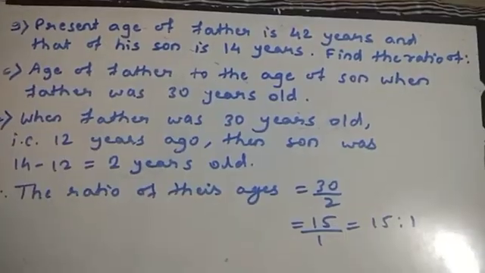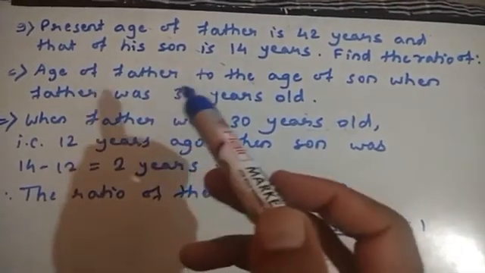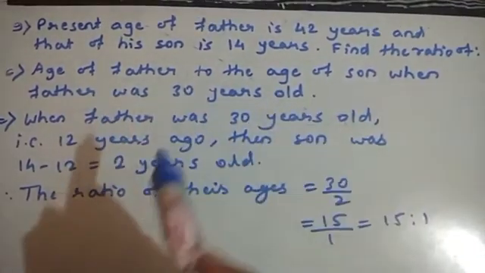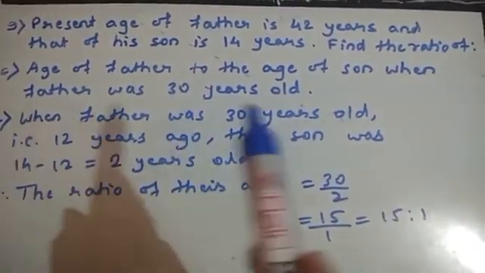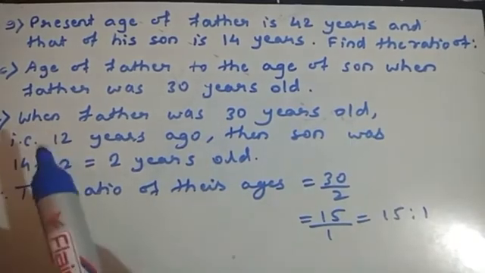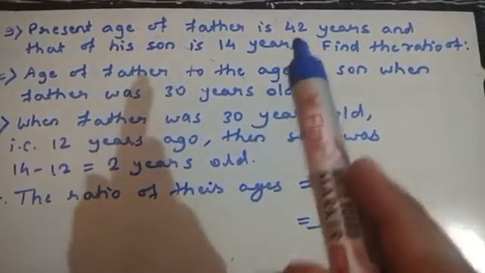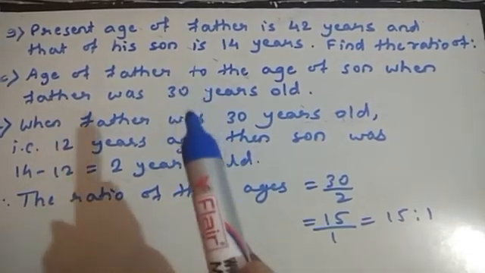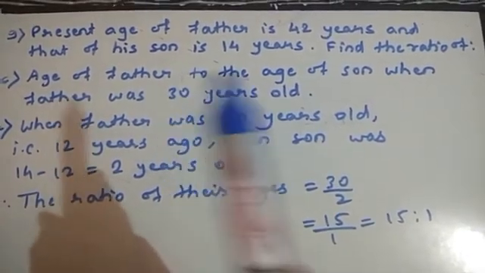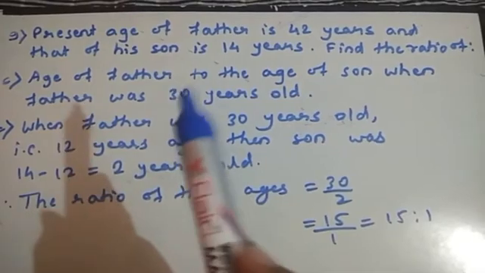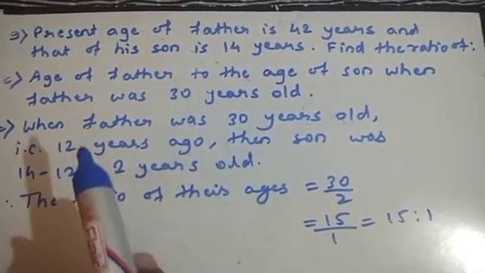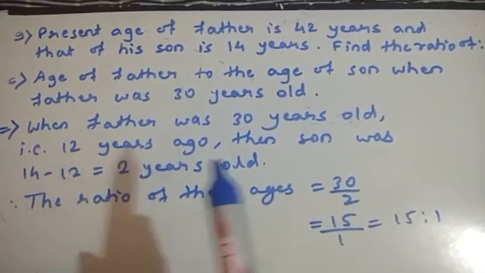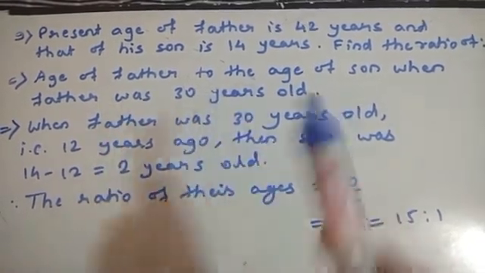In that only, one more question you can see. Find the ratio of age of father to the age of son when father was 30 years old. Now let's see, when father was 30 years old means what? That is 12 years ago. Present age of father is 42 years. Now what they are saying, to find out ratio of father to son when father was 30 years old means what? 12 years ago. Then son was 14 minus 12, that is 2 years old. When father was 30 years old, son was 2 years old.